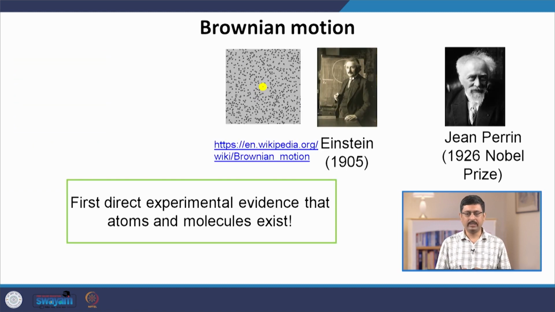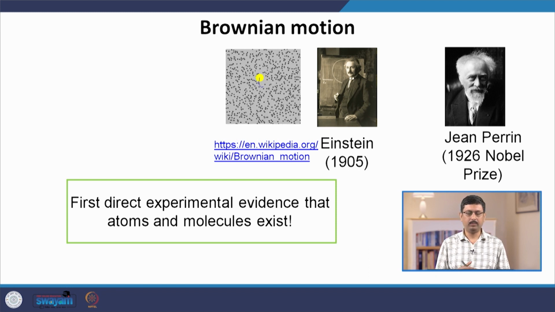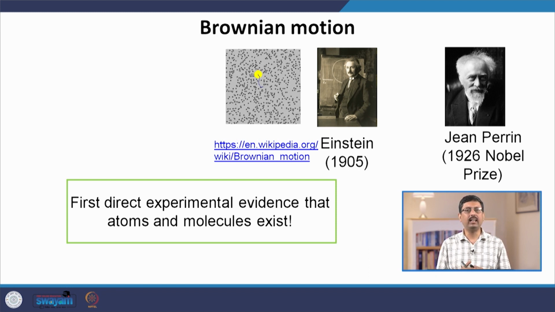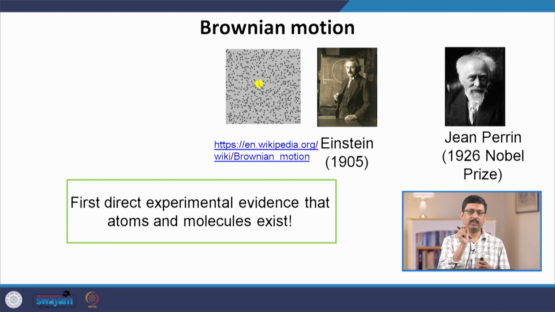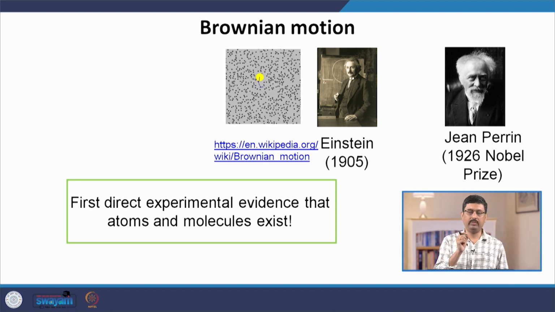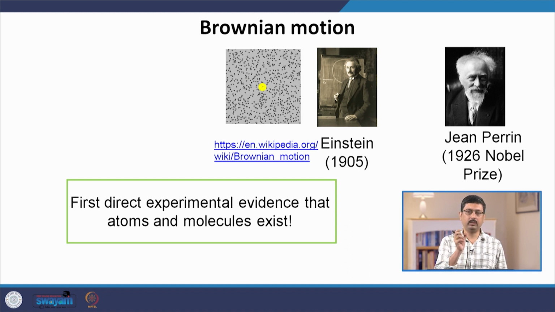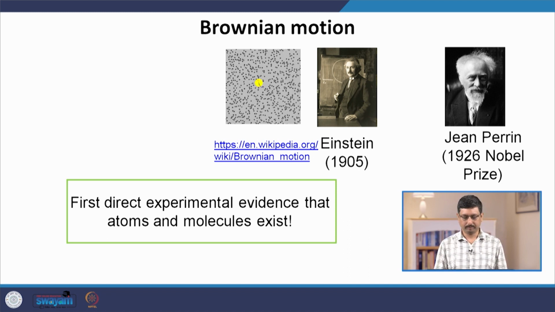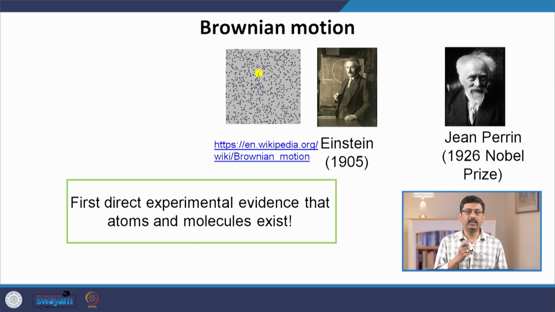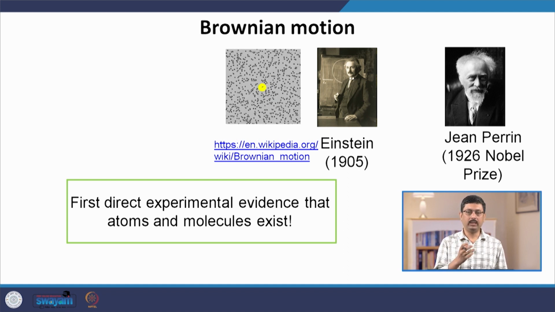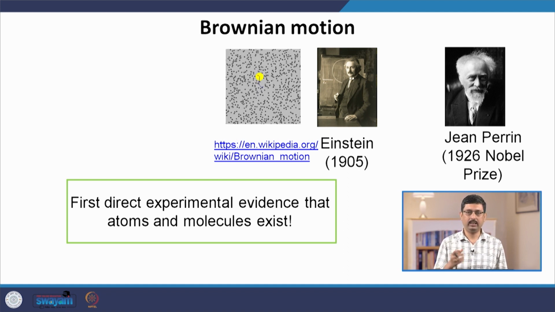Almost 80 years later, Einstein in 1905 proposed a theory. He realized that these pollen grains are very small microscopic particles. You cannot see them with the naked eye; they are micrometer scaled objects, so you have to see them under a microscope. They are not at rest because there are collisions between these pollen grains and the molecules of the liquid in which they are.